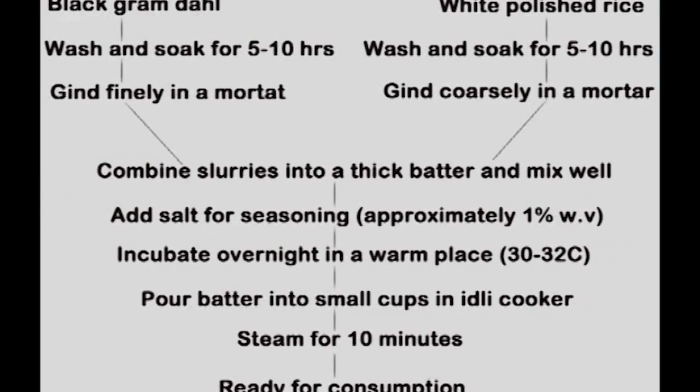Rice and dal are soaked separately in the proportion of 2:1. They are ground and mixed together, salted to taste, and allowed to ferment. The fermentation is a mixed auto-fermentation. The microorganisms present in the ingredients and those from the atmosphere bring about the fermentation. A temperature of 25 to 30 degrees Celsius is ideal. This is a flow chart to show how exactly the batter is made.